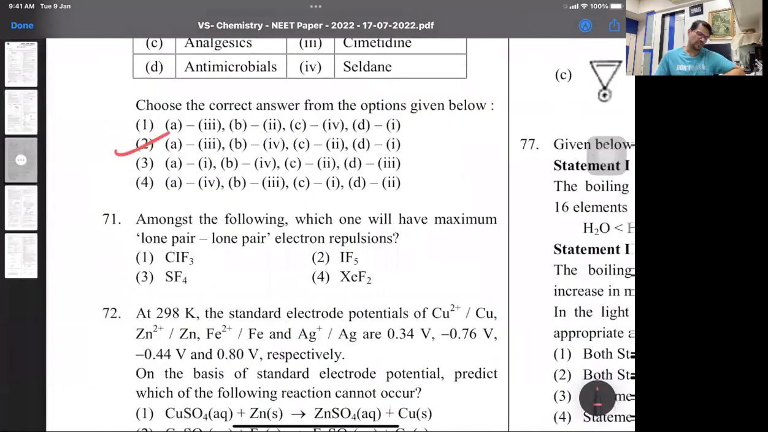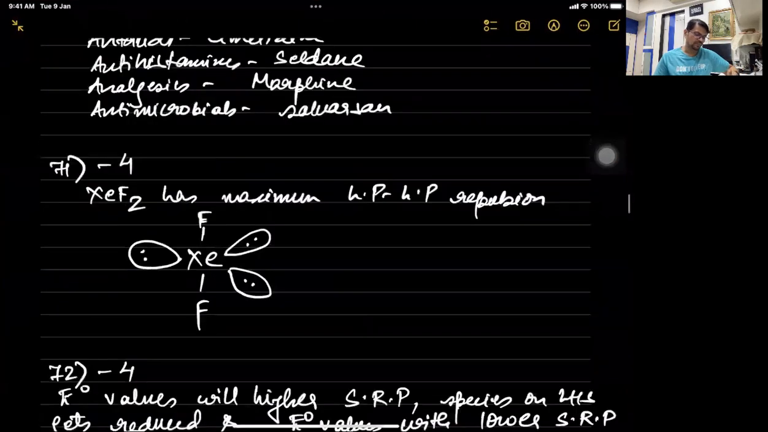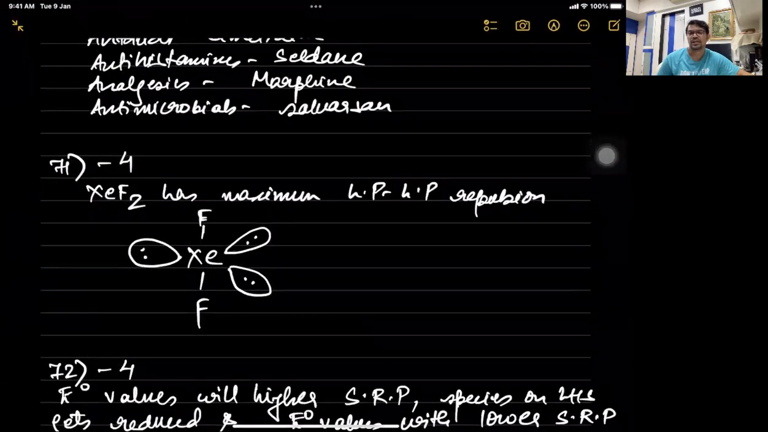Then the next one says, which one of the following will have maximum lone pair repulsion. So maximum lone pairs here is only with one compound, that is the fourth one, xenon difluoride, which has a linear structure with 3 lone pairs. So look at the structure. 71 is xenon difluoride with 3 lone pairs and a linear structure.